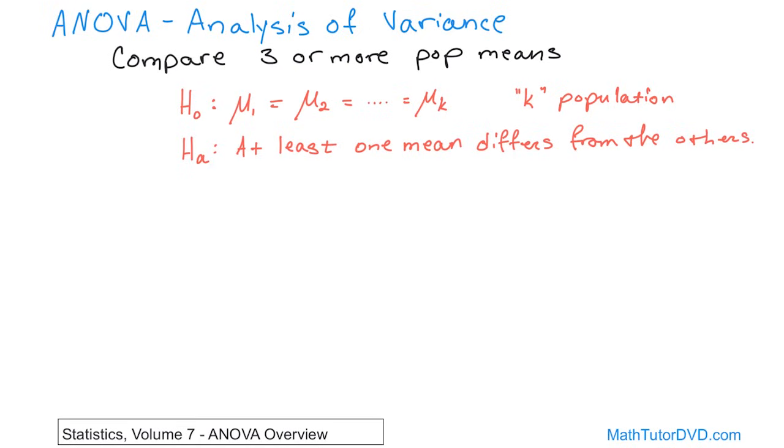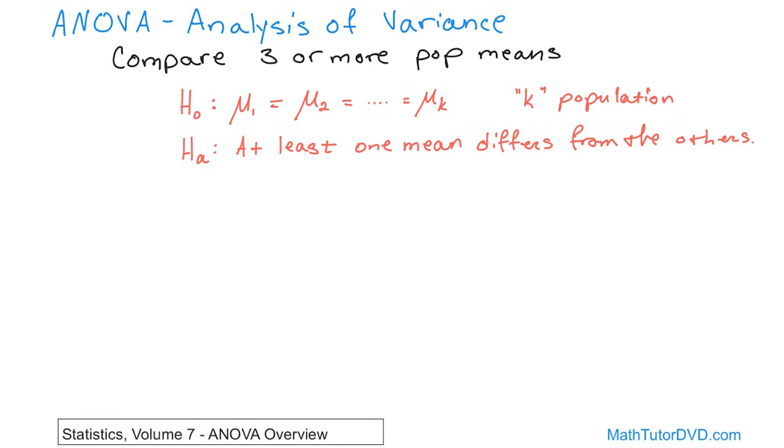So I'll have a mean coming from one area, a mean coming from another area, a mean coming from another area, and my null hypothesis is that all of these means are the same. They all have the same average IQ in the different populations, and so on. And the alternate is that at least one mean differs from the others. So we're going to be using the concept of variance to see how each of these means varies or is different from the others.